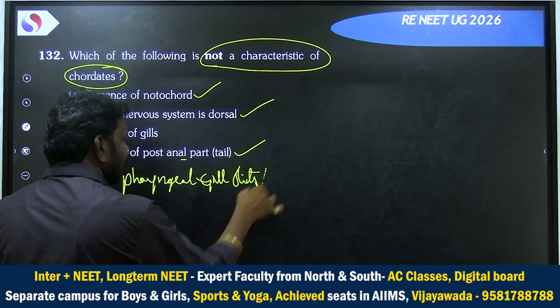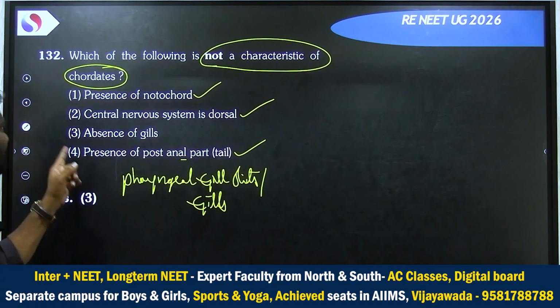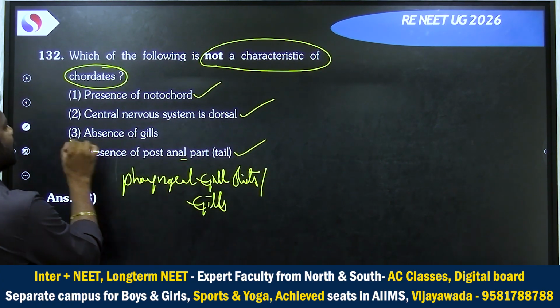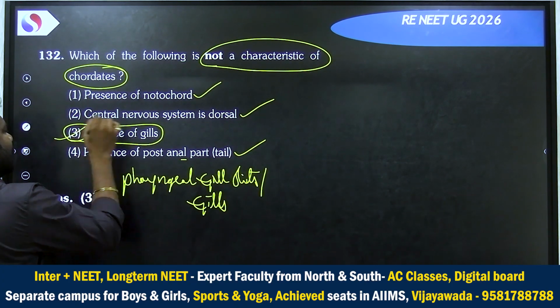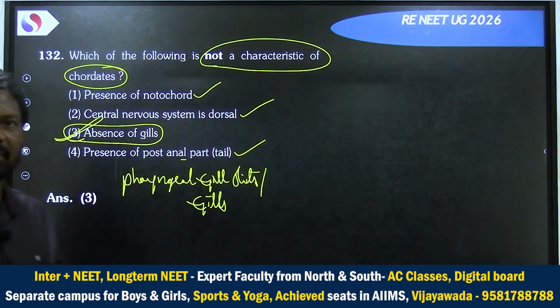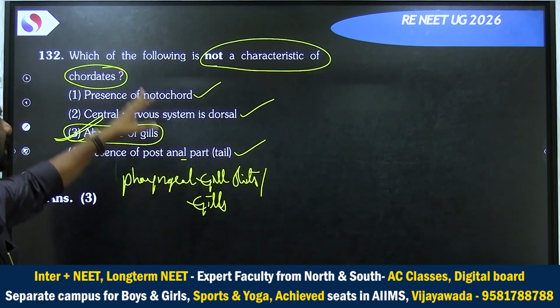Pharyngeal gill slits are gills present in some chordates. But here, in the third option, they have given absence of gills. That's why the correct answer to this question is the third option. The other options about gills are wrong answers, because gills are also present in chordates.